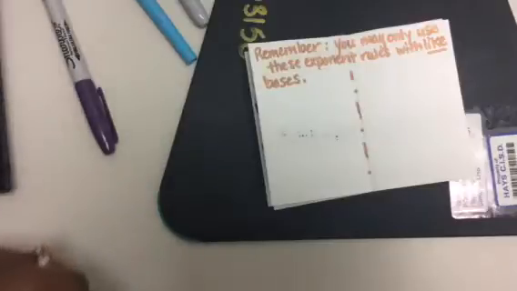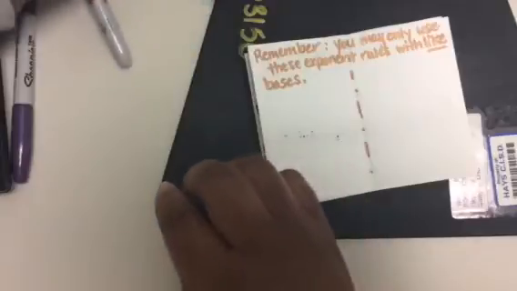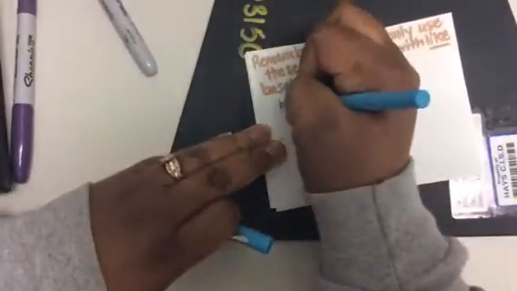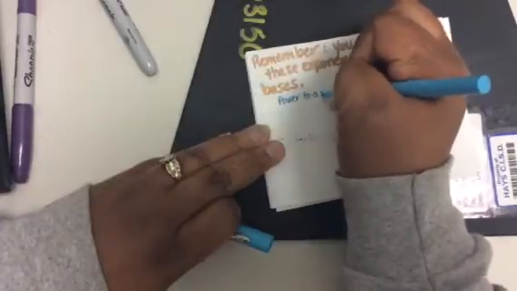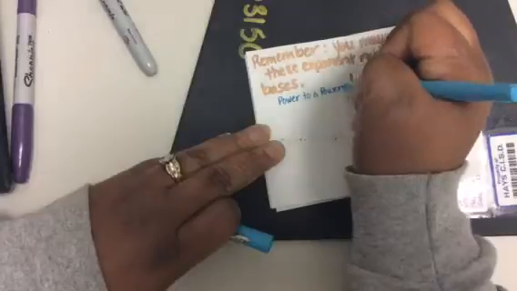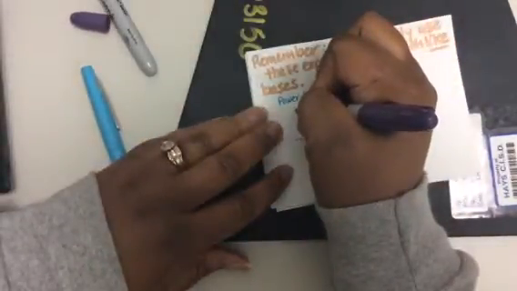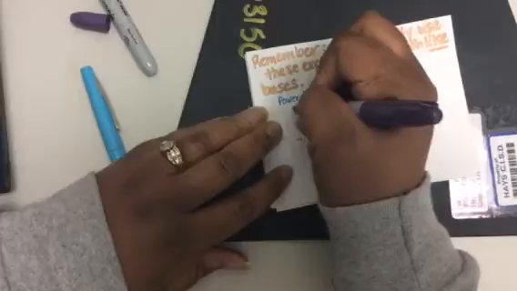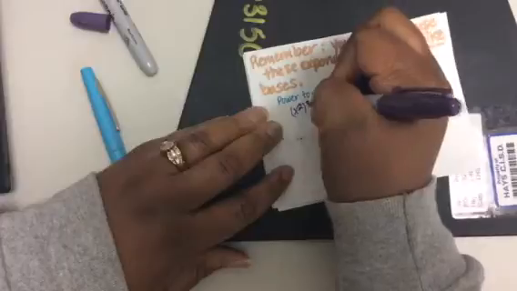The first rule is called power to a power. So, all right, in blue. Power to a power. So let's say we have the problem x squared in parentheses. X squared is the same thing as x to the second power, all raised to the power of 3.